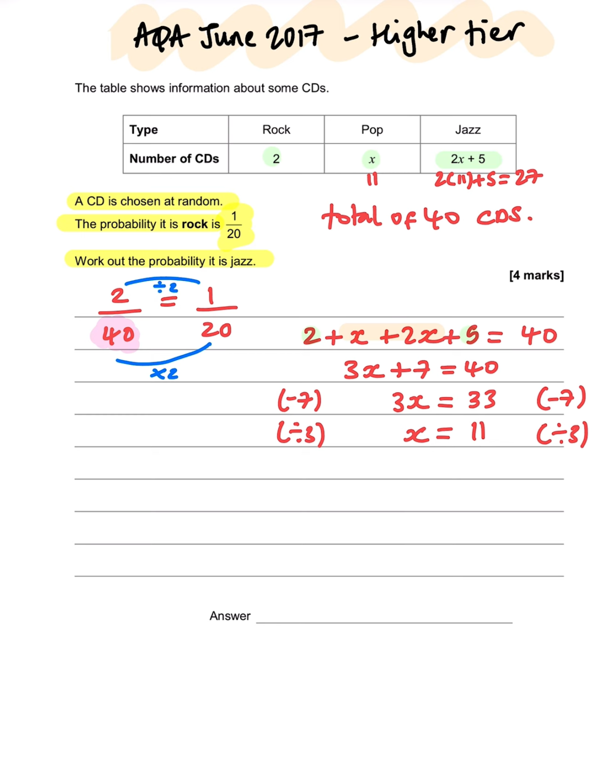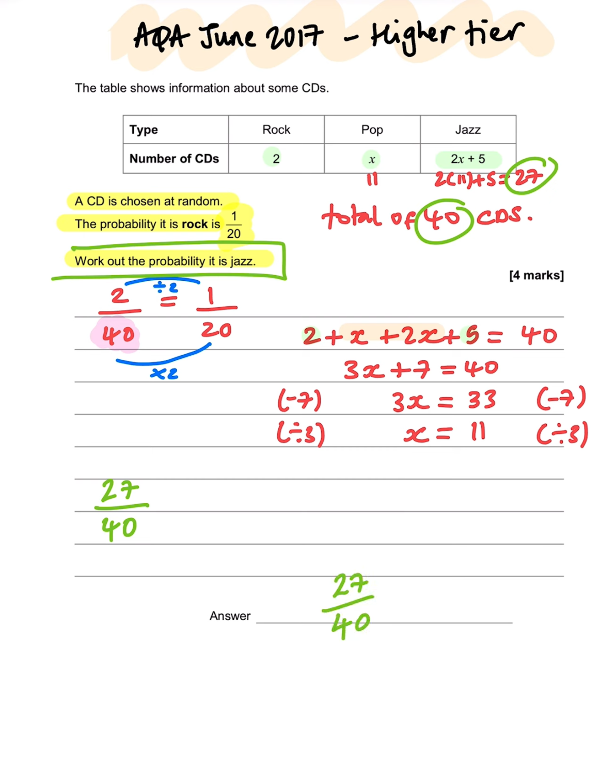Okay, next, final part of this question. Work out the probability that it's a jazz CD when a CD is chosen at random. So we have worked out there are 27 jazz CDs out of 40 CDs in total. That's our probability of jazz. I've written it there rather than the answer line, just in case I feel like I want to simplify. I can't simplify that one anyway. You don't really have to with probability, but I just wanted to make sure I was correct before I wrote it on my answer line.